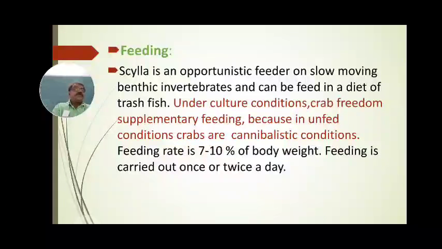Feeding. After stocking seed, the food we provide for the crab is called feeding. Scylla is an opportunistic feeder on slow moving benthic invertebrates as well as other benthic animals. It can be fed a diet of trash fish. Being an opportunistic feeder, it can take 7 to 10% of its body weight in feed. Sometimes cannibalism occurs in heavy hunger conditions. It can eat its own progeny, but it is an opportunistic feeder. Slow moving benthic invertebrates can be fed in the diet. As supplementary food, trash fish is also used.